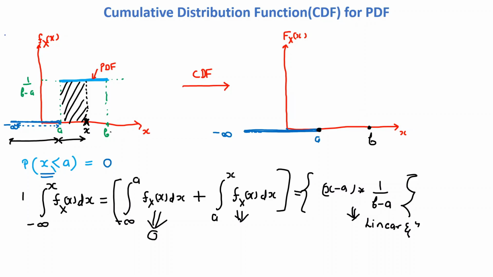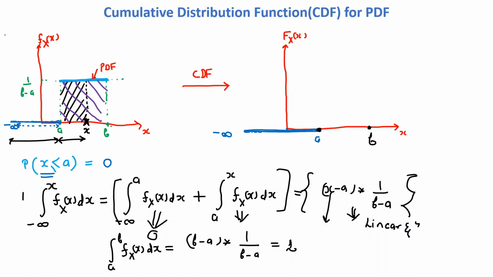So we can write this equation as the integral from a to b of f(x) dx, equal to the area from a to b. We can use this particular linear equation and replace the x value with b. So we get (b minus a) multiplied by 1 over (b minus a), which is equal to 1. So the total area from a to b is equal to 1.